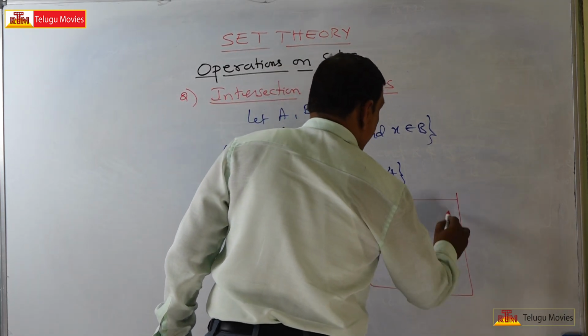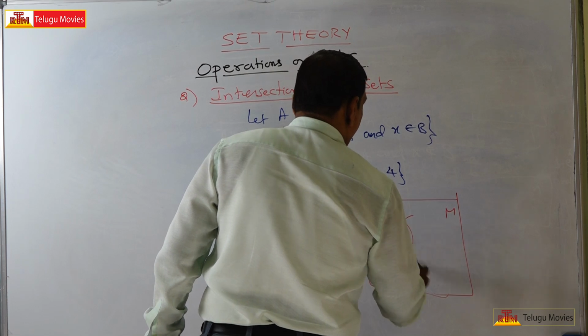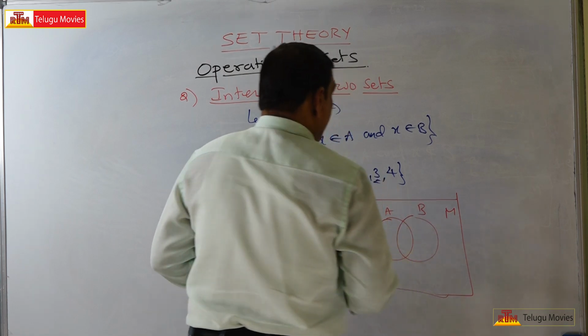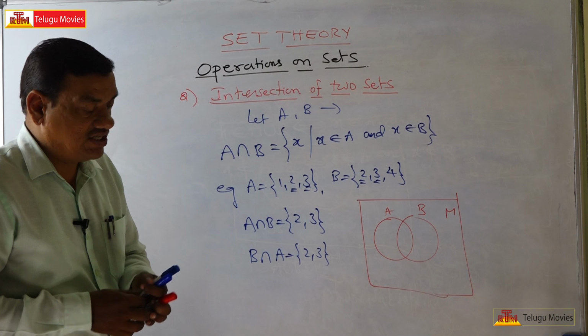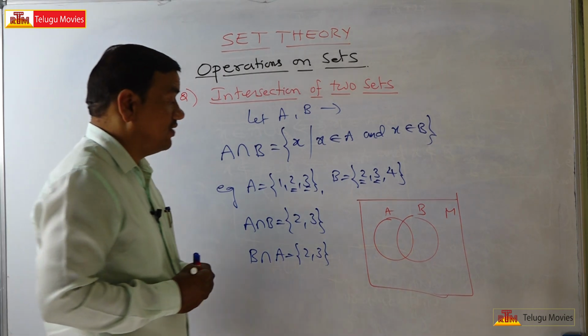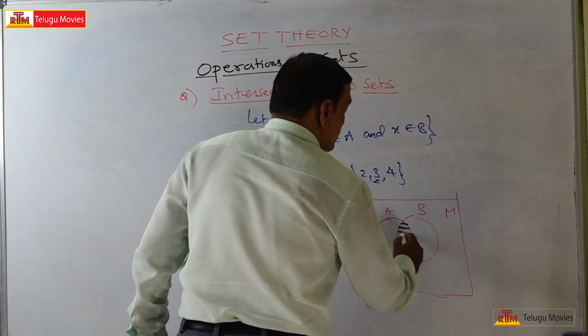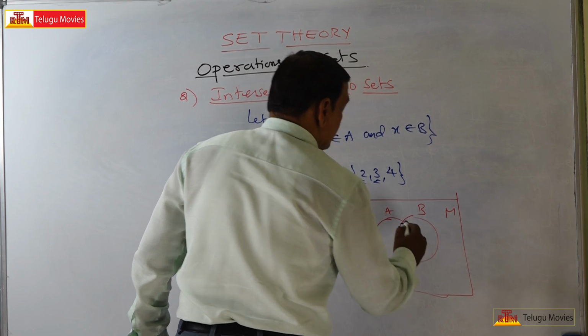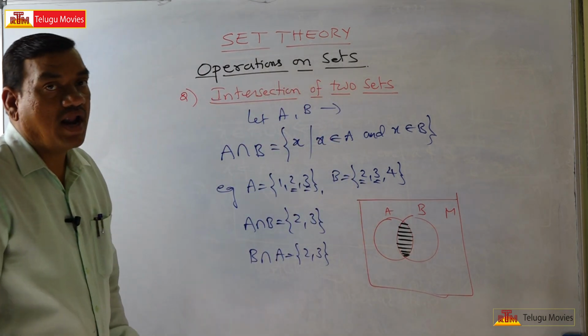Now coming to the Venn diagram. So this is a universal set. You are taking two non-empty sets A and B. Therefore, what does the intersection mean? What is the common part here? So this is A intersection B. These two are called overlapping sets.